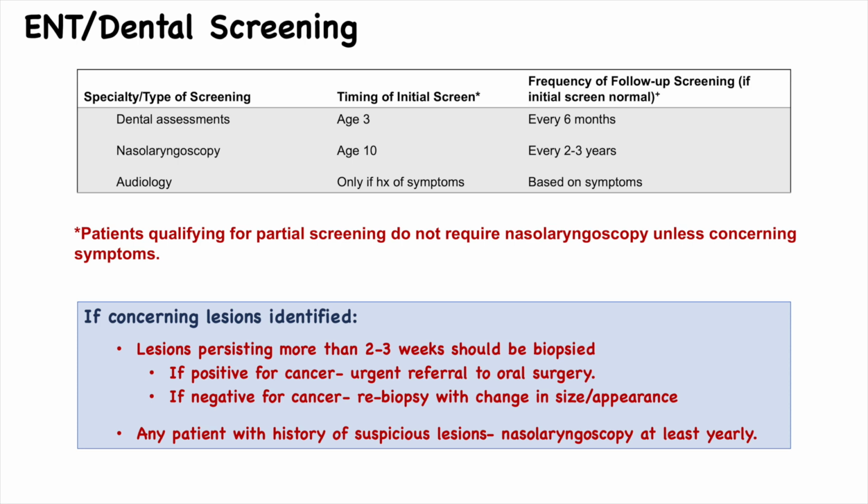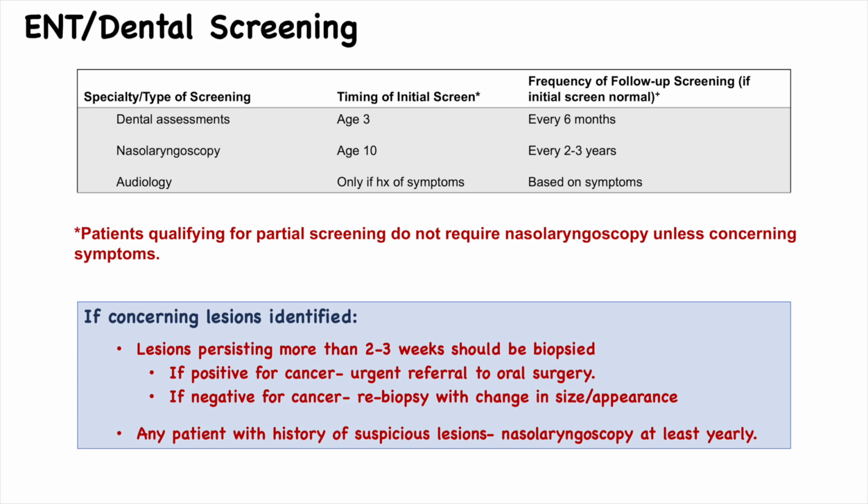All right, ENT dental screening. We recommend routine dental assessments by age 3, at least every 6 months. For patients who meet that full screening category, we recommend nasolaryngoscopic screening, easy for me to say, at age 10, and going every 2 to 3 years to screen for head and neck cancer. Patients qualifying for partial screening, we do not do nasolaryngoscopy unless there are concerning symptoms.